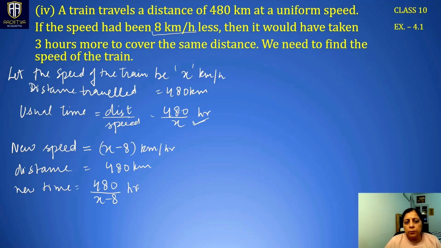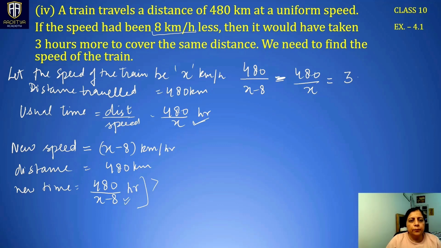So you should be able to make it out that this is with a smaller speed. So the time in this case is greater, right? That means the new time is 480 upon x minus 8. This is equal to, or you can directly subtract this time from the usual time 480 by x. The difference of these two times is 3 hours, right?